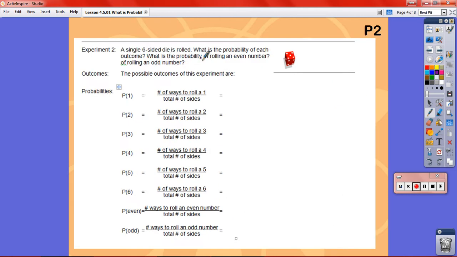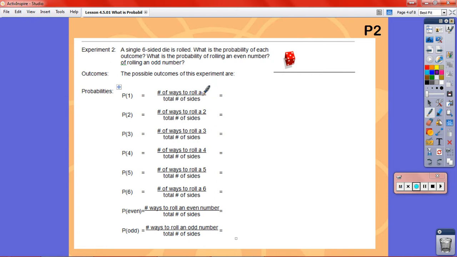In our second experiment, we're getting a little more complicated. Now we have a single 6-sided die. And so what's the probability of each outcome? And what is the probability of rolling an even number or of rolling an odd number? So first we're going to list the possible outcomes. And if you are quick, then you'll notice that they're kind of already down here.